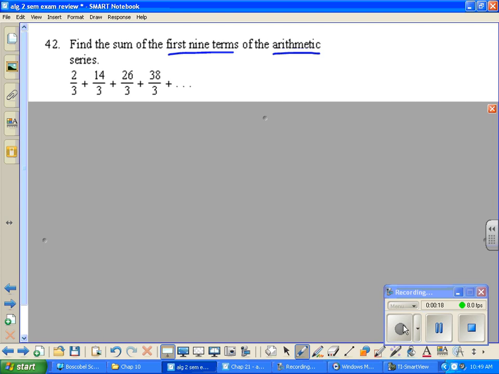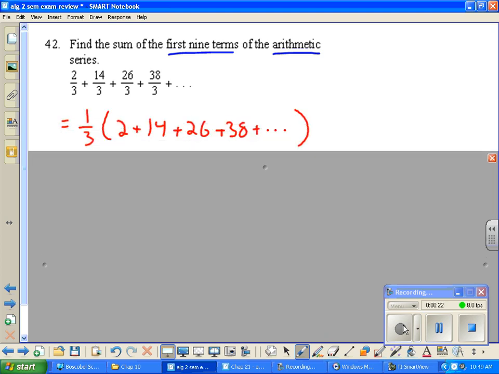Well, first thing I notice, I've got fractions and I don't like fractions. So what I'm going to do is factor out that 1/3, and I'm going to play with that later at the end. I'm going to recognize that right now I've got 2 plus 14 plus 26 plus 38. And because I have an arithmetic sequence, I'm noticing that my common difference, my d, is going to be equal to 12 because each term is going up by 12.